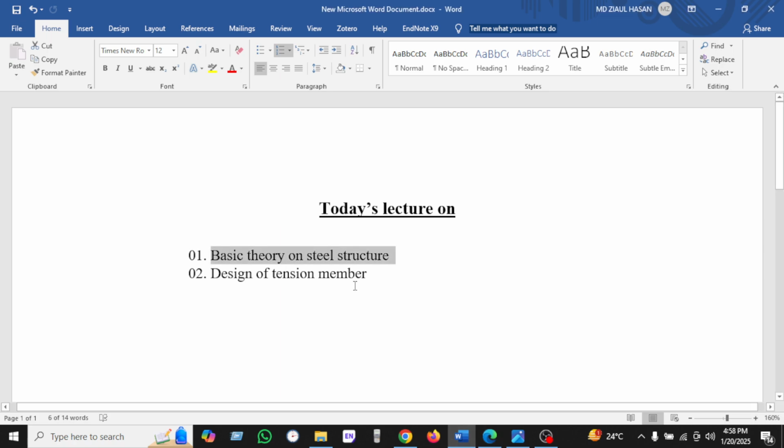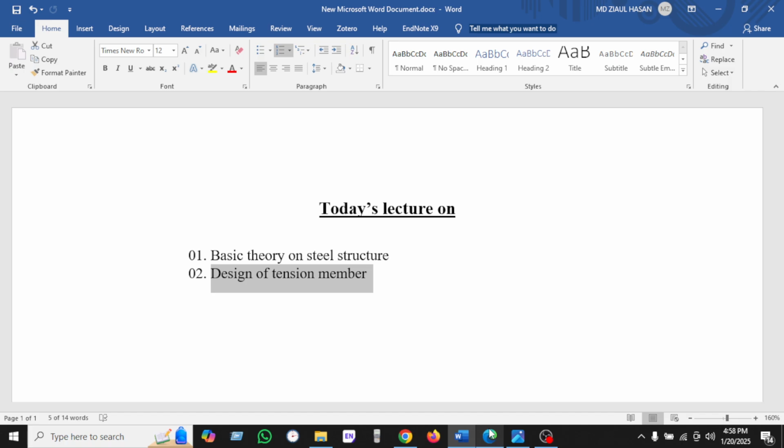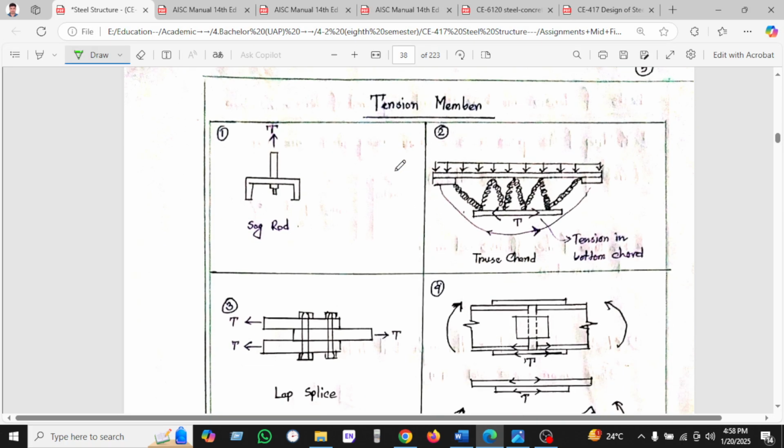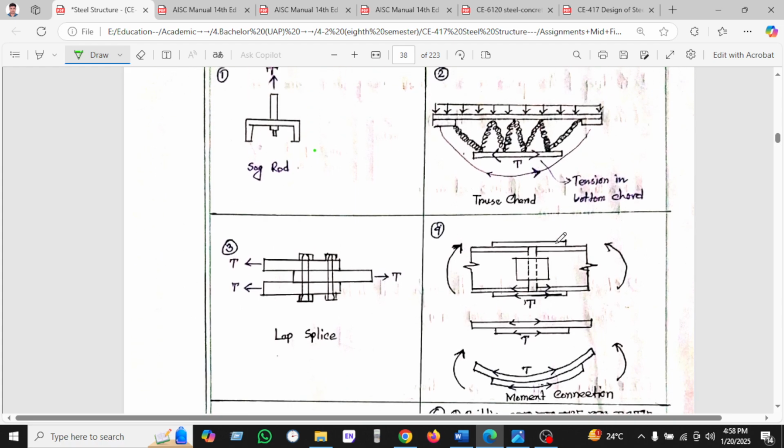So the basic theory has been done. Now I'm going to the design of the tension member. At first I'm introducing what a tension member is. We have seen the sag rod is a tension member. When we design a bridge, we can see the bottom portion, the truss chord, is a tension member, and when load is applied to the splice it is called a tension member.